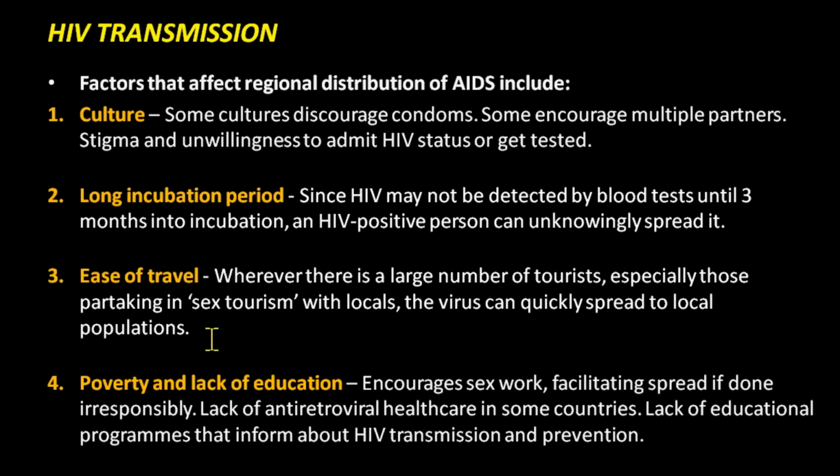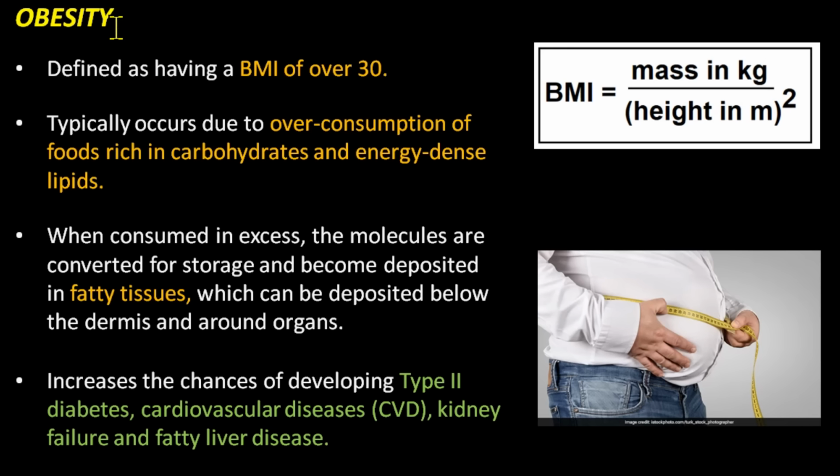So whenever there's a large number of tourists, especially those partaking in sex tourism with locals, the virus can quickly spread to local populations. Then there's poverty and lack of education. This encourages sex work, which would facilitate spread if done irresponsibly. There's a lack of antiretroviral health care in some countries and a lack of educational programs that would inform about HIV transmission and prevention.